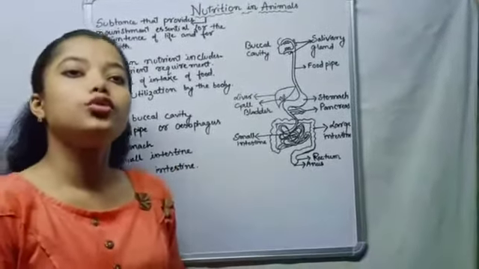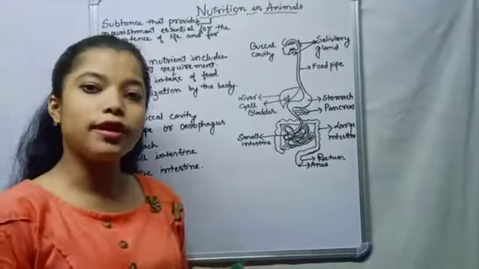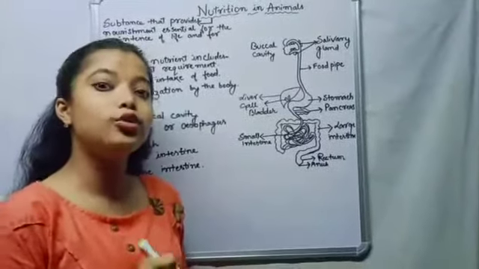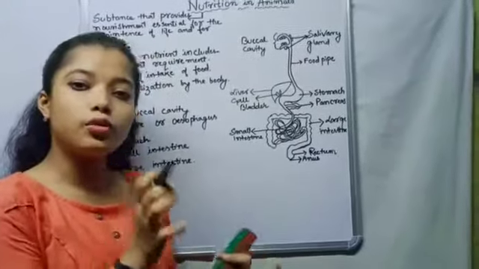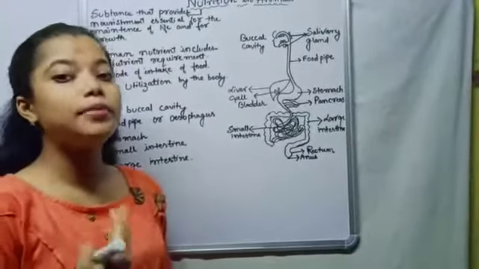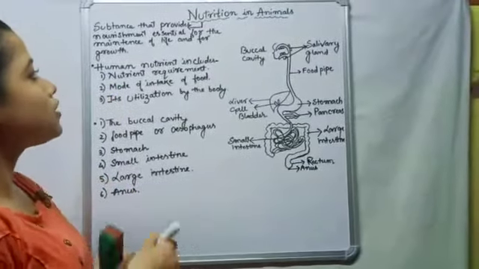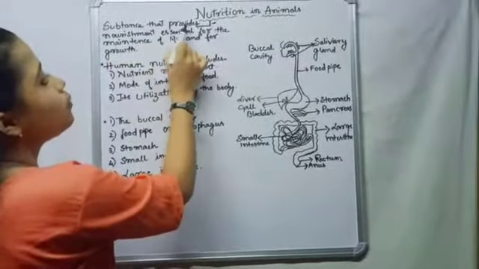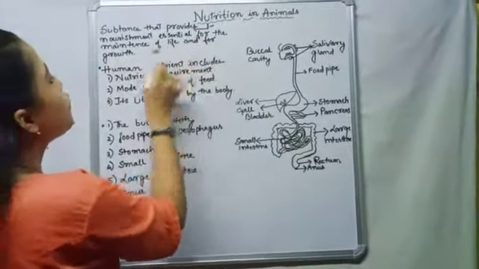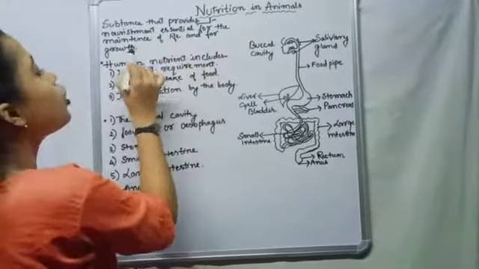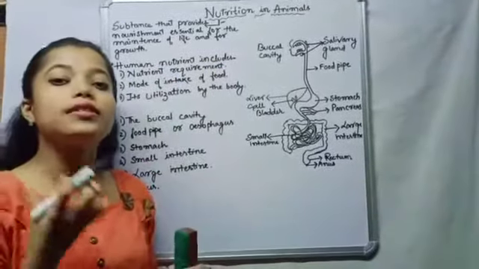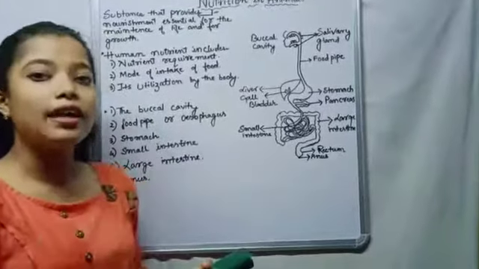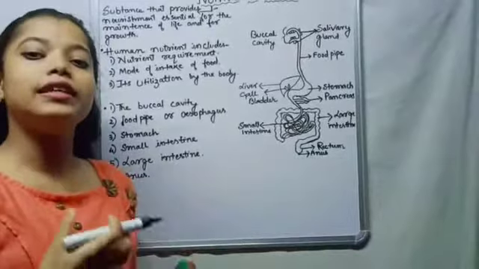Okay, so all human beings as well as animals have to depend on others for our food and nutrients. Coming to the word nutrient, what does it actually mean? You can see here I have written a definition of nutrient: a substance that provides nourishment essential for the maintenance of life and for growth. Means a nutrient is that substance that provides nourishment to our body and also helps in maintaining our body as well.